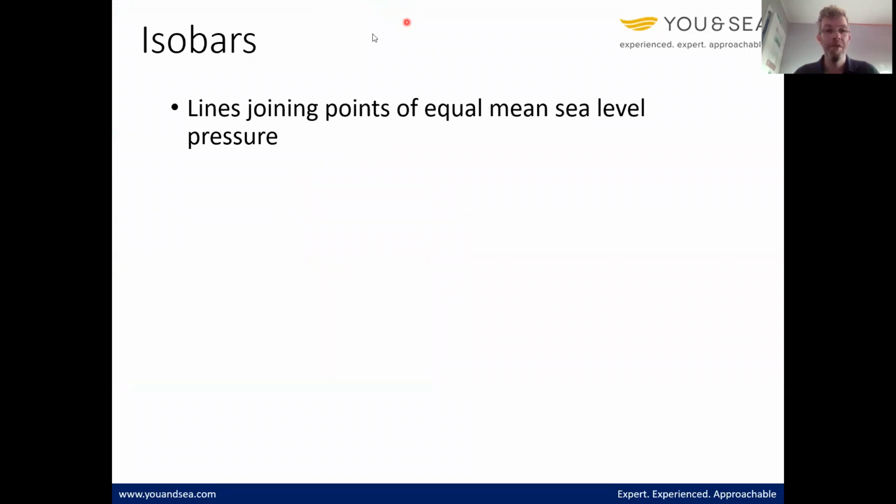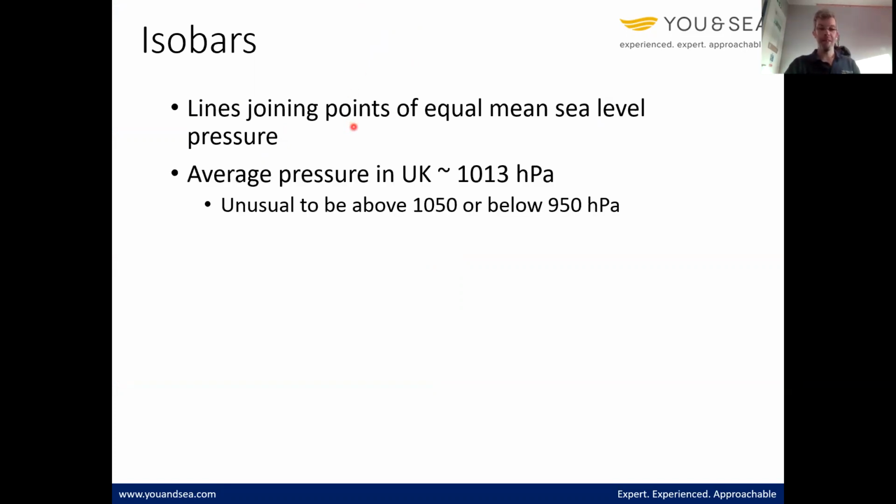Okay, so a little bit of a recap of what we've got. So isobars, joining points of sea level pressure. About 1013 is the UK average pressure. Anything below that, and we're generally going to be looking at low pressure territory, and anything above that, we're going to be looking at high pressure territory.